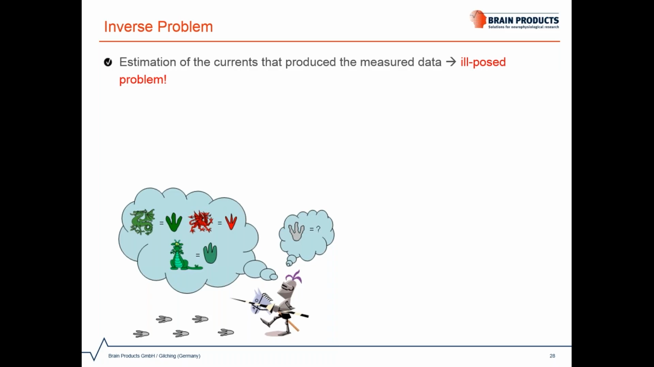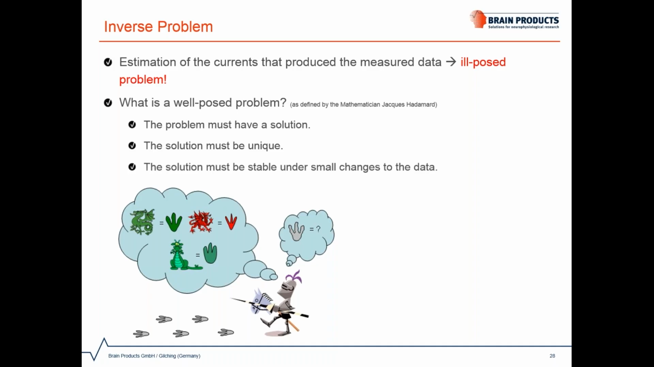So the inverse problem is known to be an ill-posed problem. Ill-posed problems basically violate one or more of the criteria of well-posed problems. So when do we say a problem is well-posed? The problem must have a solution. The solution must be unique and stable under small changes to the data. So when these three criteria are fulfilled, then we say the problem is well-posed.